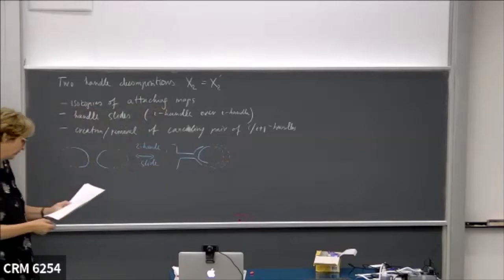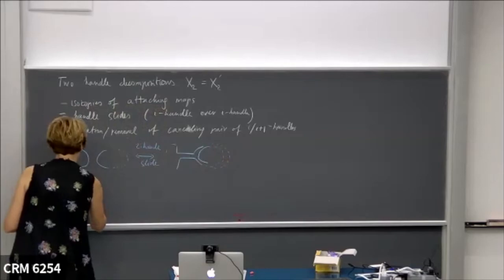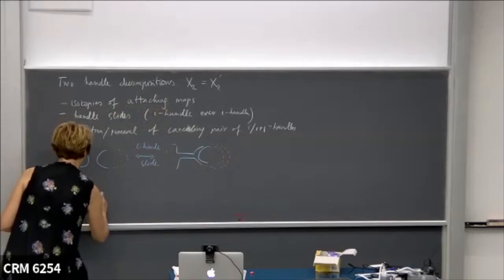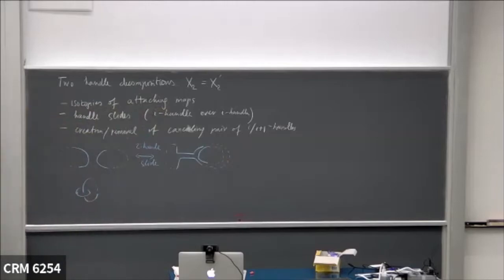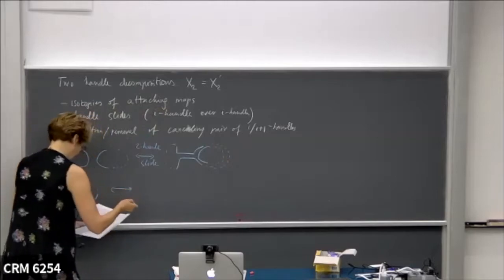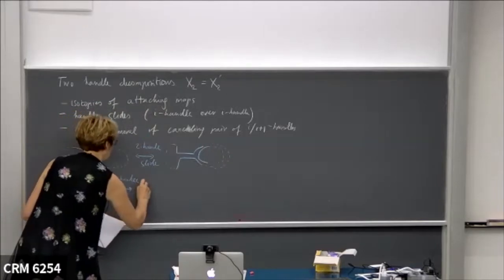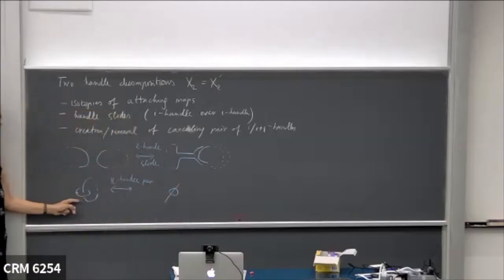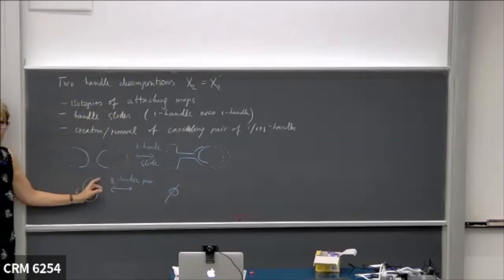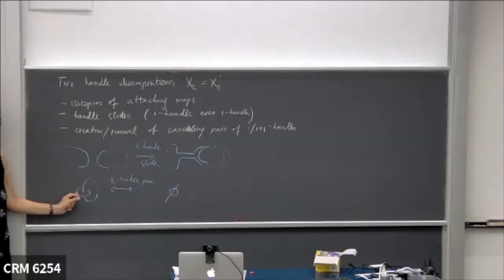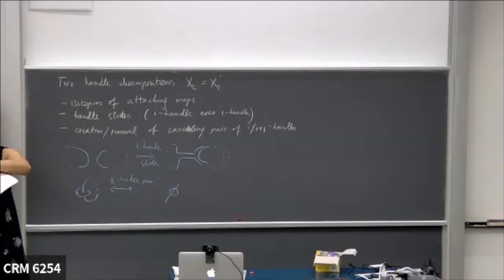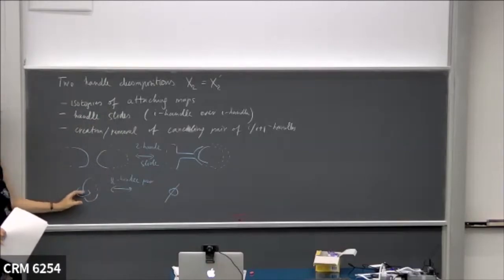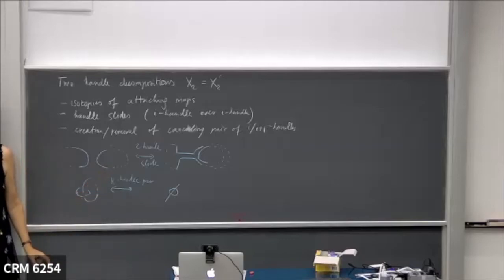This is one move. And the other move is a cancellation of a one-two handle pair. This is what we looked at last time. So this looks like this. This is a one-handle and a two-handle, and this is sometimes called the stabilization move, and you just remove them. If you have a two-handle which may be knotted and linked with something else, but you have just this single meridian sitting on this component, so nothing else can go through it, then I can remove this component and this meridian, and this is the same four-dimensional two-handlebody.